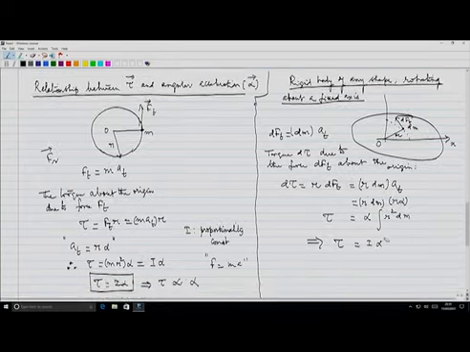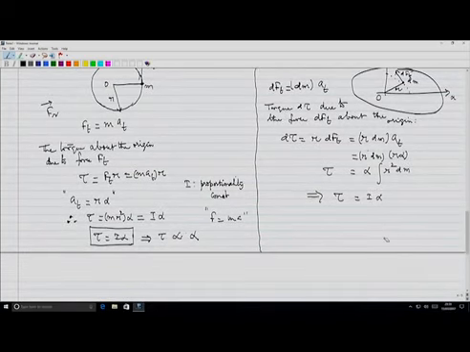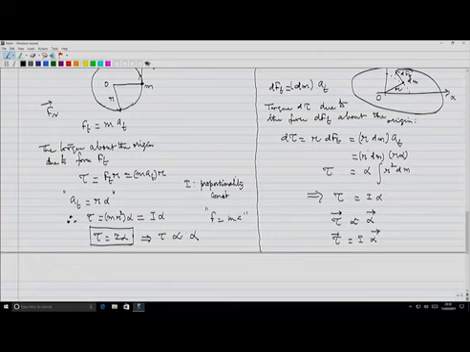Strictly speaking, I should write in a more generic way: tau is a vector, it is proportional to the alpha vector, and the constant of proportionality is the moment of inertia. When you go for higher studies, you will realize that in general tau is proportional to alpha, and then I is not simply a constant, it will be a 3 by 3 matrix. Right now we are not concerned about it.